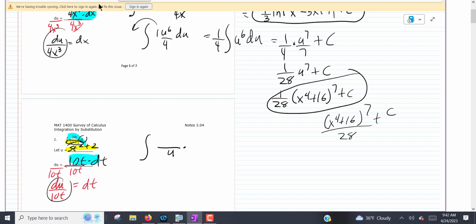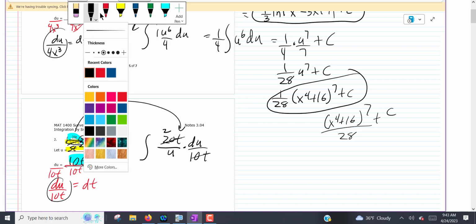du over 10, good. Or du over 10t, I'm sorry. Okay, what do we do with the 20t? It's still there, so we just bring it down, okay? So that's how you should have got that substituted. Okay, what happens? Cancel, okay, t's cancel. That's really a 2, isn't it? 20 divided by 10 is 2, okay?